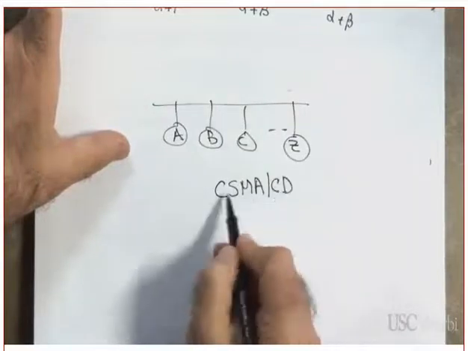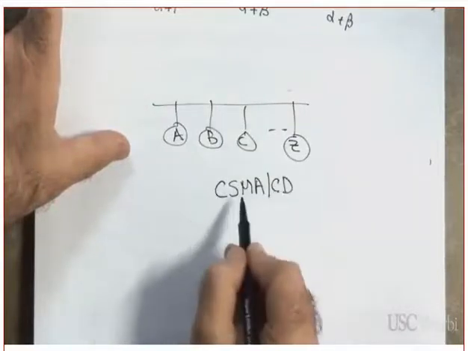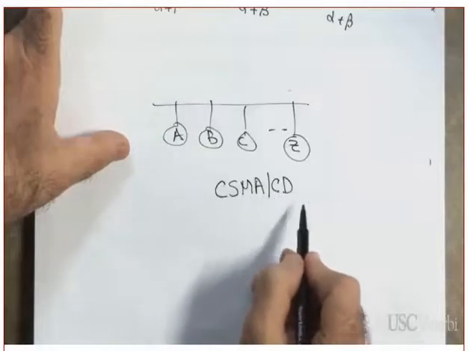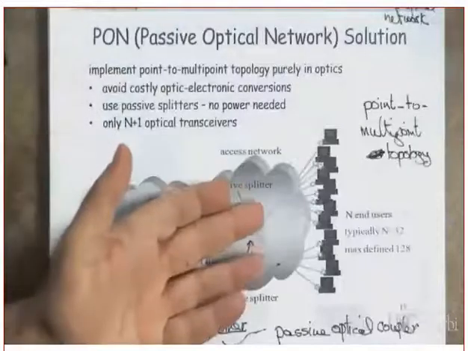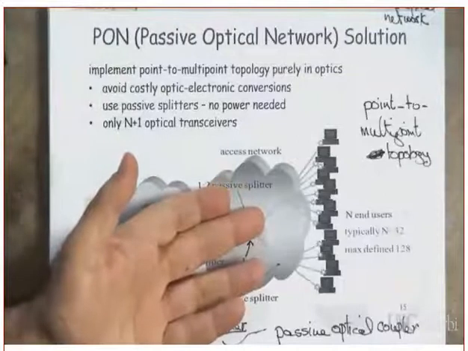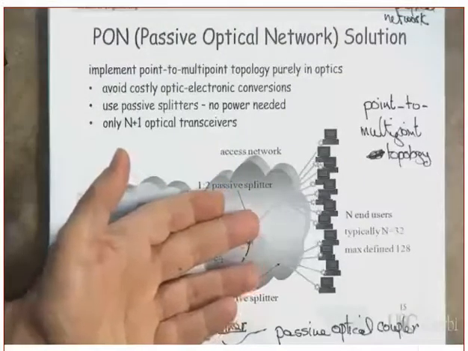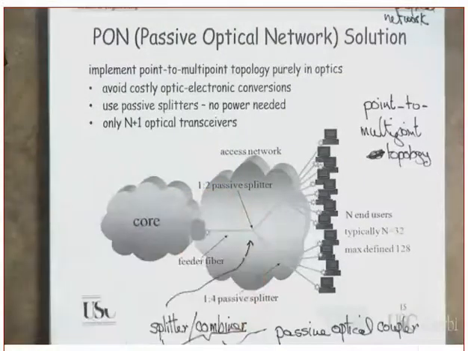Let's see if you remember. What does CSMA/CD stand for? Carrier sense multiple access with collision detection. Can we use it here? Can we use it here? The answer to that, no, we cannot.